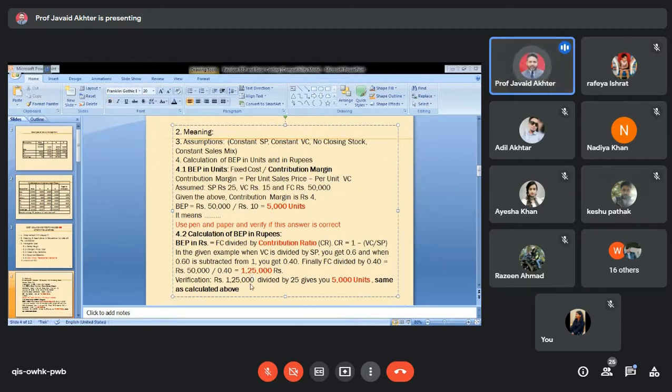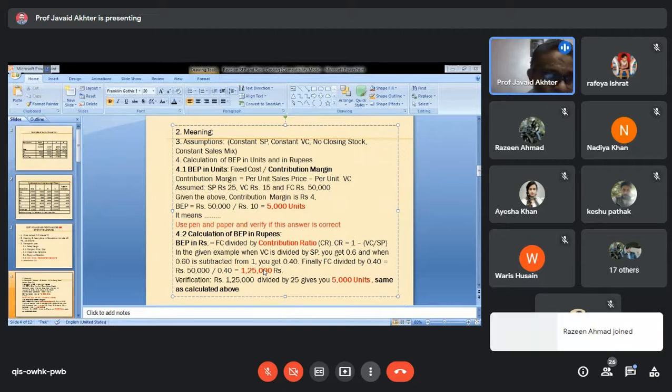I have given here just one way: 1,25,000 rupees when divided by 25, that is per unit sales price, gives you 5,000 units. What will be the total cost of producing 5,000 units? If you have understood the concept of break-even, you should not have taken even a second to answer this. I repeat, what should be the total cost of producing 5,000 units?